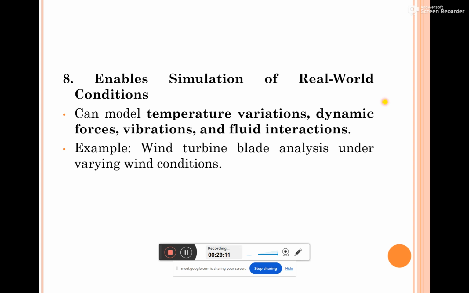One well-known example is wind turbine blade analysis. The wind turbine is used for developing electrical energy, and the wind may come in contact at different velocities. Due to that, the output values may vary, so you can simulate those different conditions by using this FEM method.